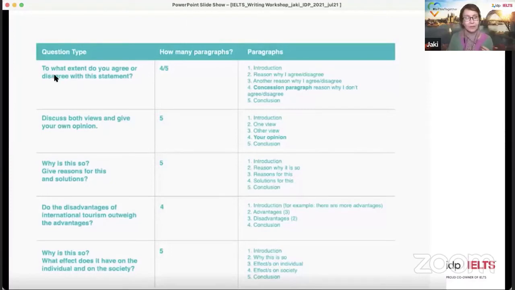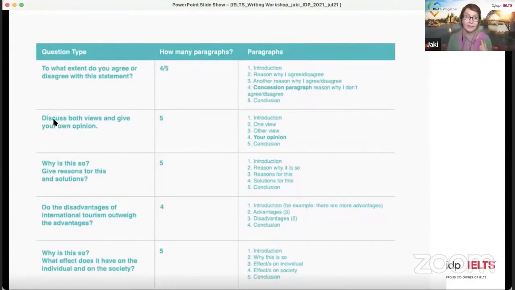So these are some of the common question types. And here is a good way that you could structure the paragraphs, so that you're answering the question. So let's have a look. This is one common type. To what extent do you agree or disagree? So this is asking your opinion. This is a good structure. You give your introduction, why you agree, another reason why you agree or disagree, then consider the other side, conclusion.